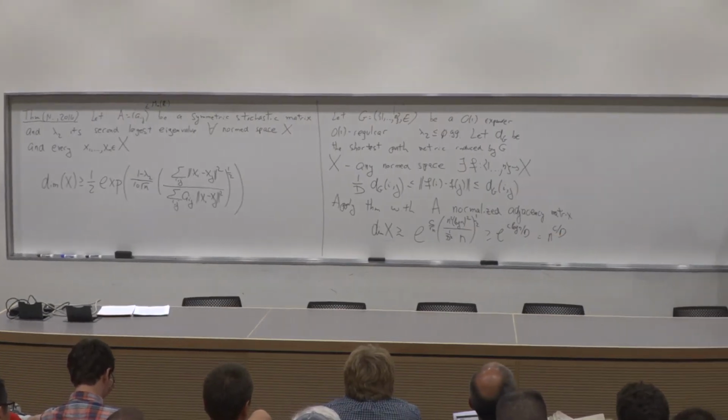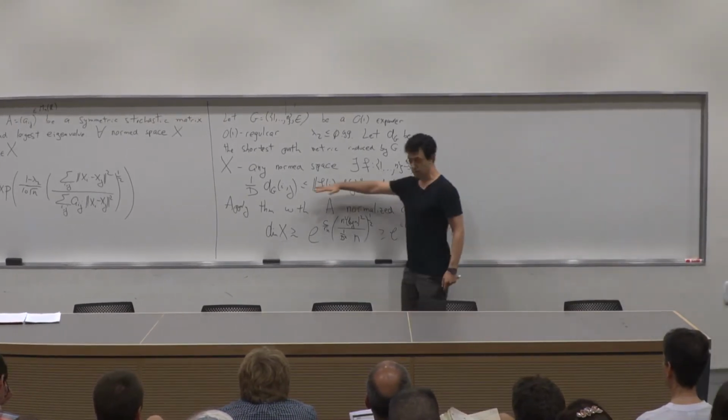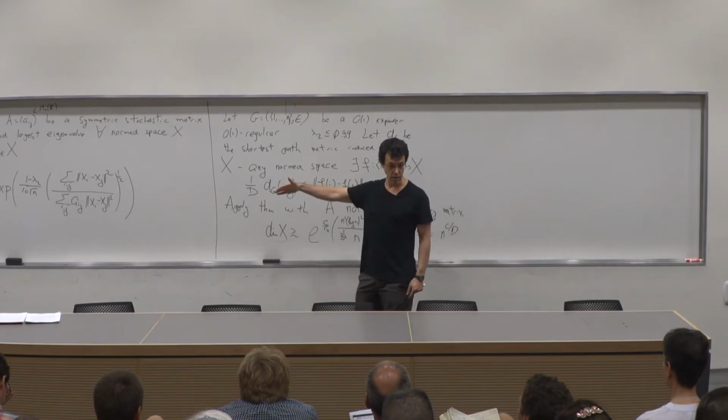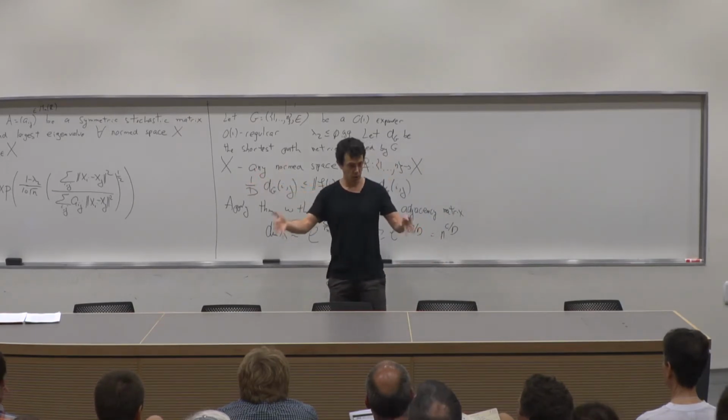Okay? So what are we saying? We're saying if you embed an expander into absolutely any low-dimensional normed space, this is finitely many points, but it forces the ambient dimension to be large.